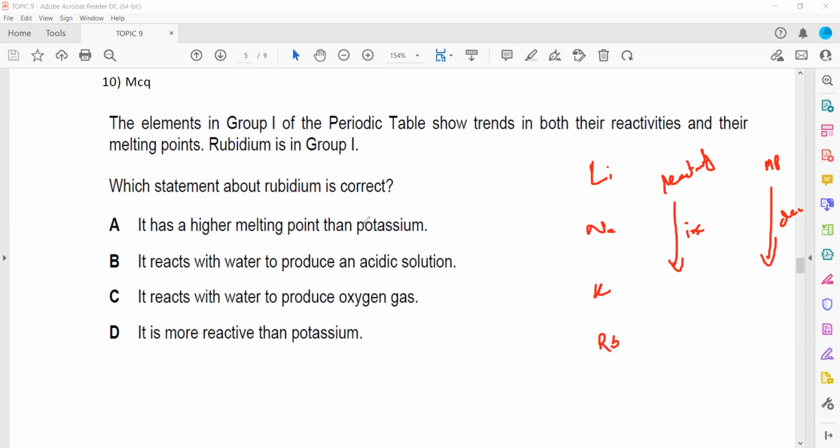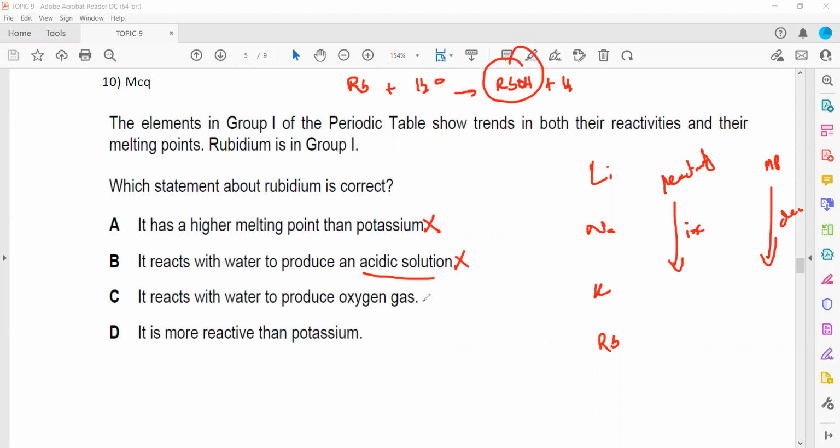It has a higher melting point than potassium. When we compare rubidium with potassium, the melting point decreases, so it should be lower, not higher. So A is not correct. It reacts with water to form an acidic solution. That is wrong. For any alkali metal, if rubidium is mixed with water, it will form rubidium hydroxide, which is an alkali, plus hydrogen gas. So it forms an alkaline solution, not an acidic solution.